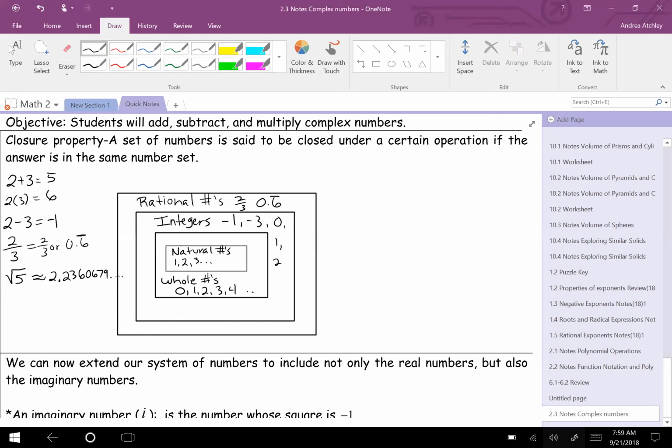Irrational numbers do not include rational numbers because it's basically the opposite of a rational number. So we put this right here, right next to it, and we call this irrational.